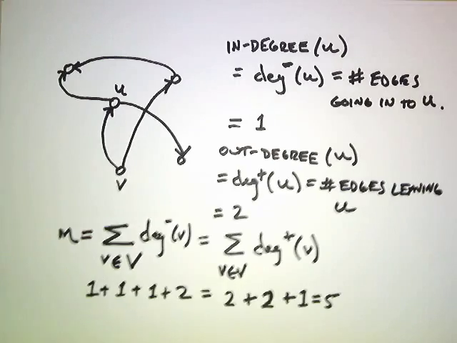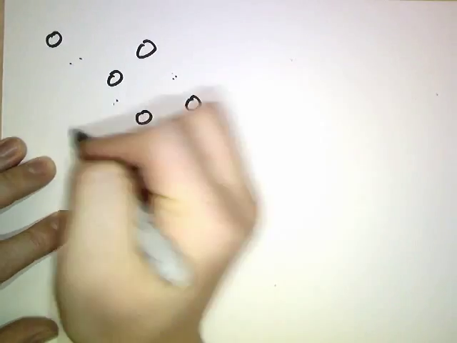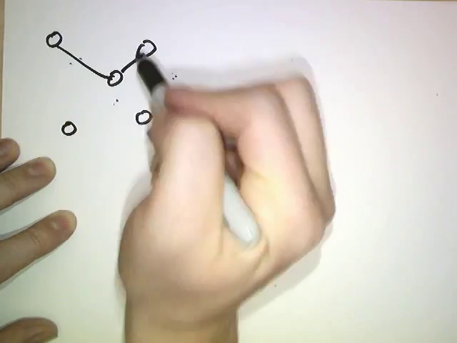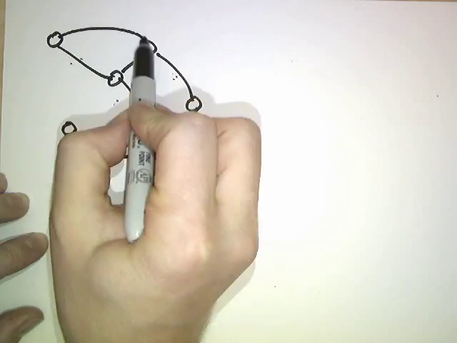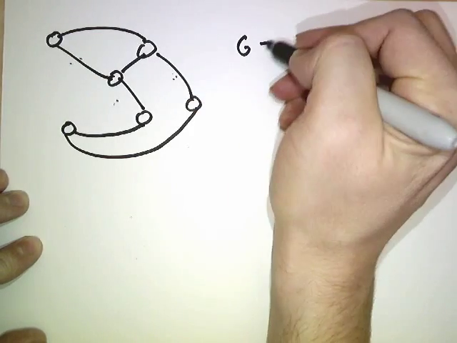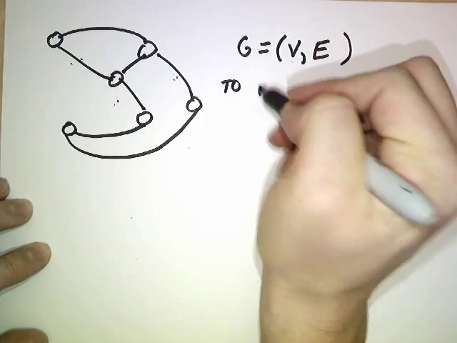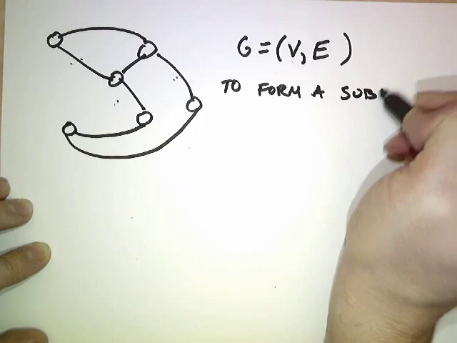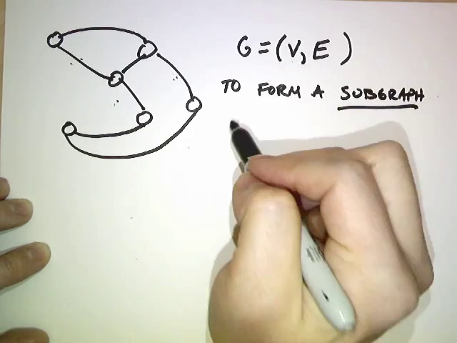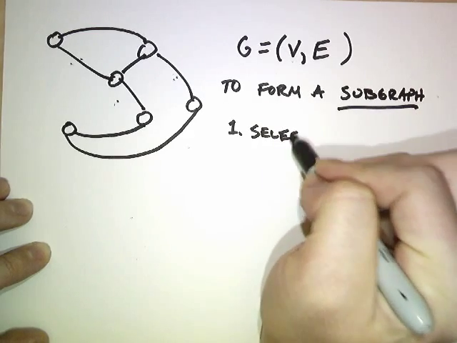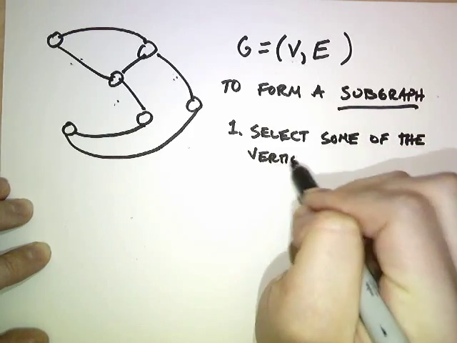Now I'd like to tell you what a subgraph of a graph is. So let me start with a graph, and let's say that it has these edges. It's an undirected graph. So let's call this graph G. It has these vertices, and it has these edges. So to form a subgraph, this is called a subgraph of G, you do the following two-step process. First, select some of the vertices of G.